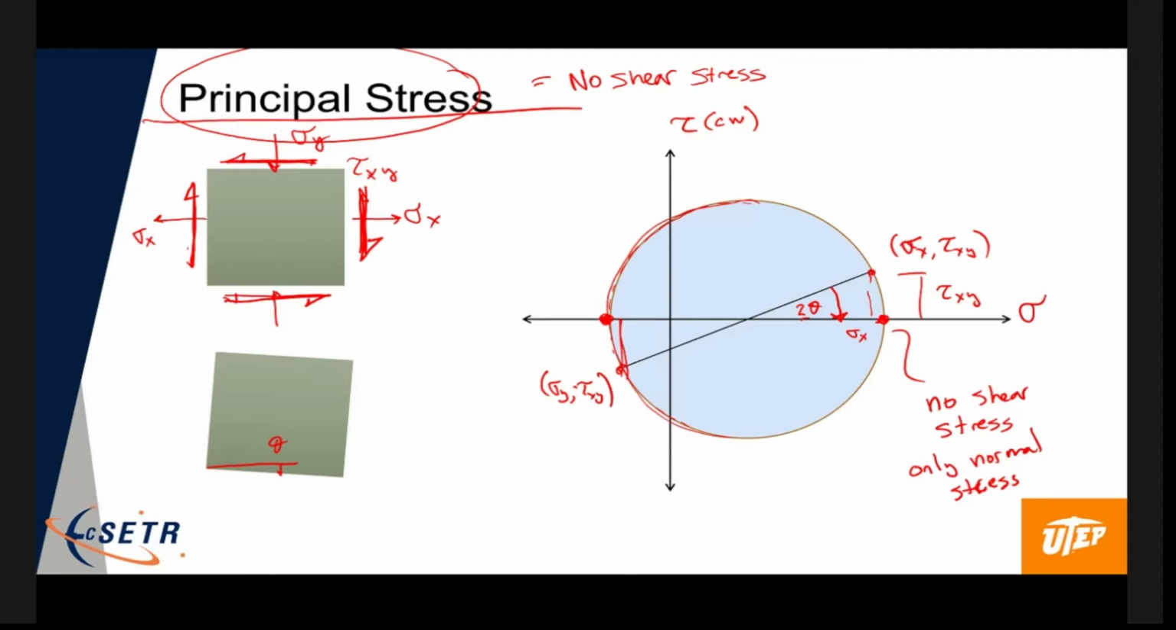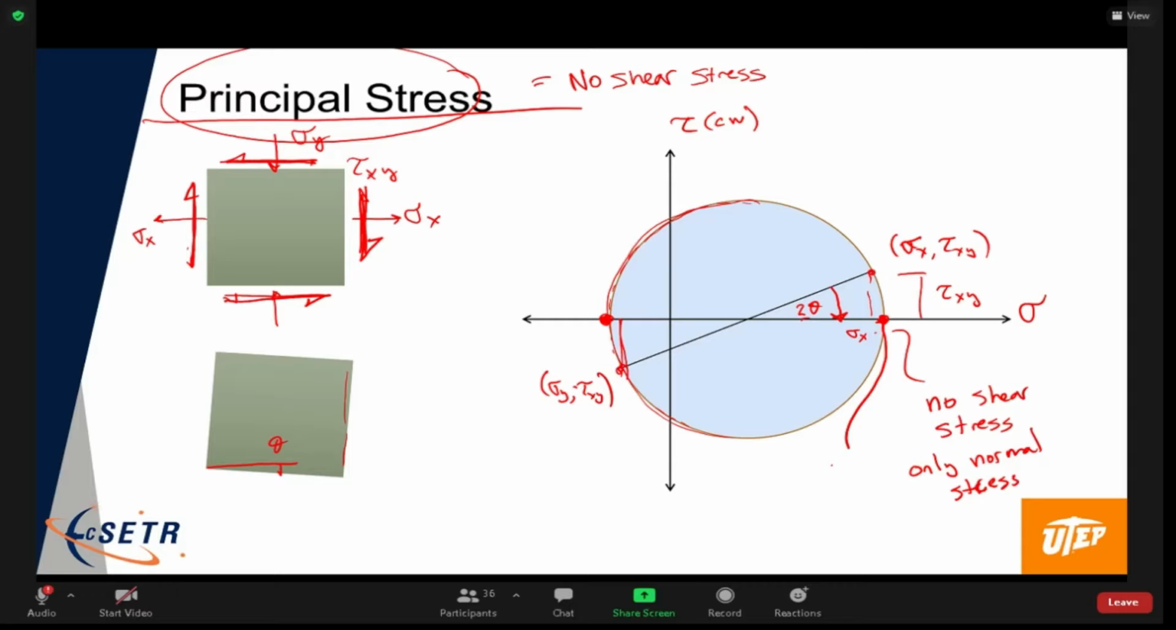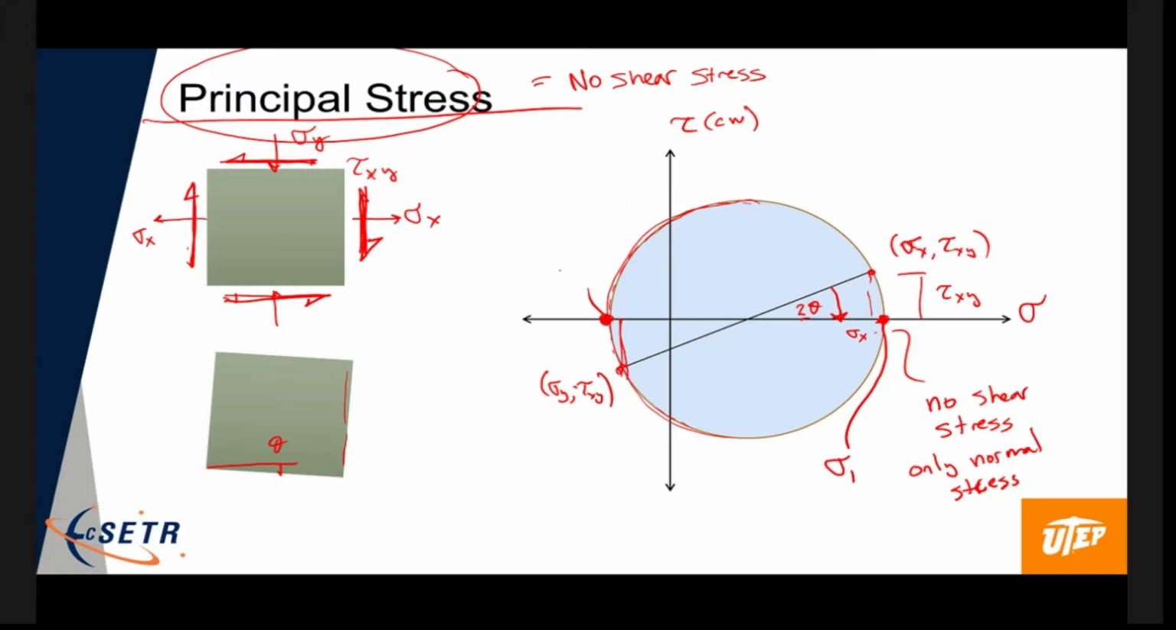And here you can see, here's one normal stress and here's the other normal stress. So if we rotate this face down to here, this value here we normally call sigma 1, and this one we'll call sigma 2. These are the principal stresses. And it's principal like the principal of your school, your pal. Not the principal, right? So those are the principal stresses, right?